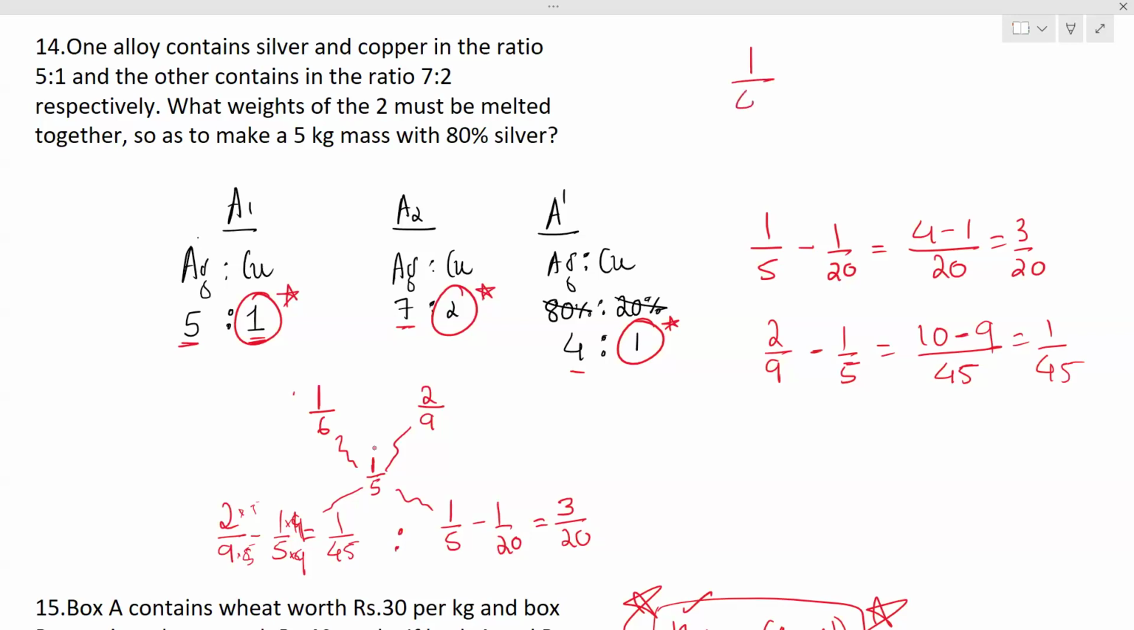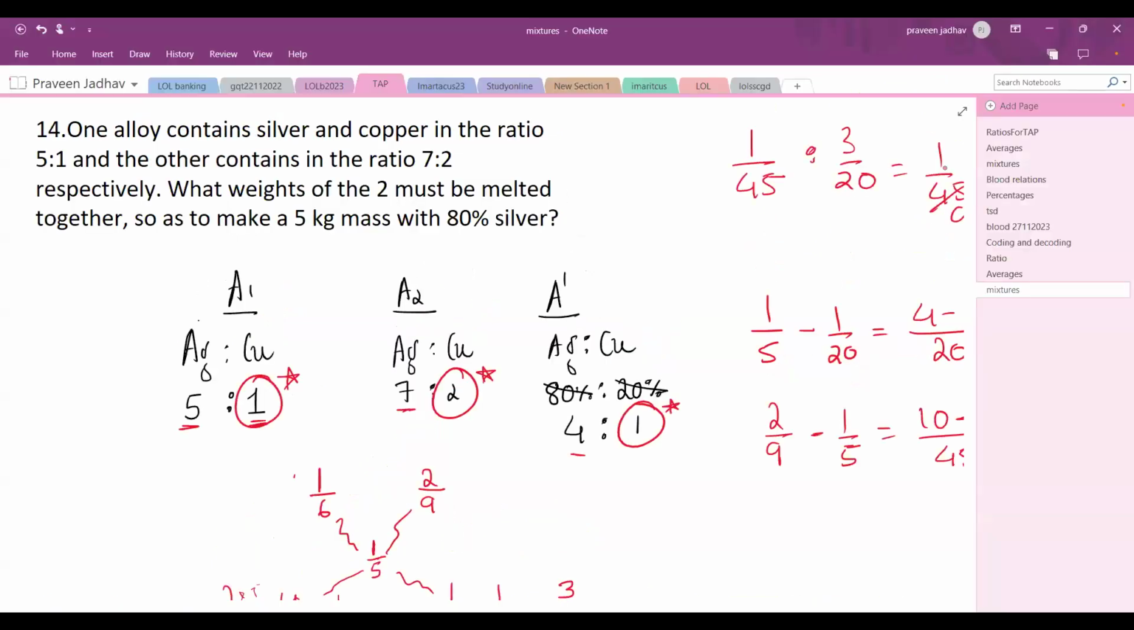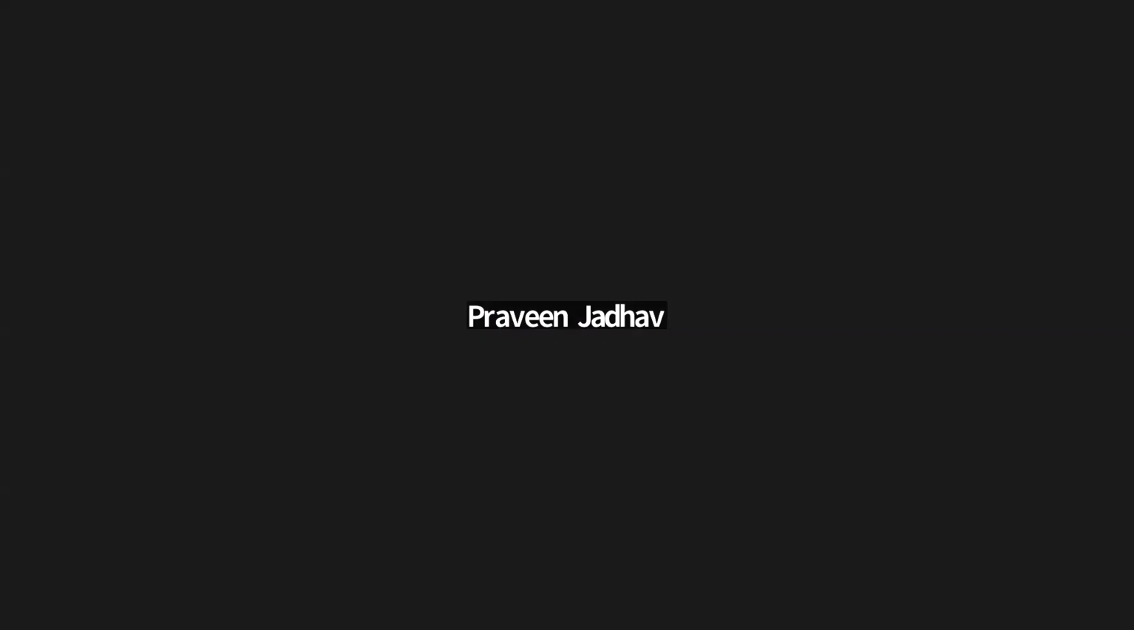So this is nothing but what? 1 by 45 is to 3 by 20, which is nothing but 1 by 45 into 20 by 3. Yeah, if I reverse it up, 5 4 times, 5 9 times. 4 by 27. What is going on? Okay, all good. Just hold on a second. This question, I think I have changed this question somehow.